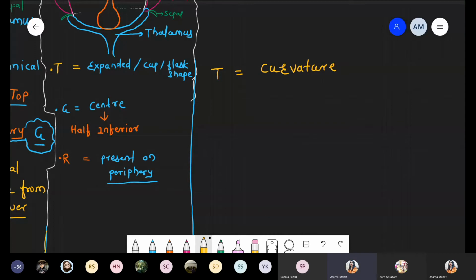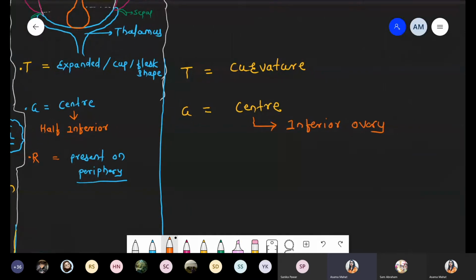Thalamus, it is showing the curvature shape. G for the gynoecium. Now these are present at the center. But one more piece of information: definitely these are at the center, but now it will be showing an inferior ovary. Ovary is inferior. Inferior means what? Now it is completely covered by the thalamus, completely embedded inside this thalamus.